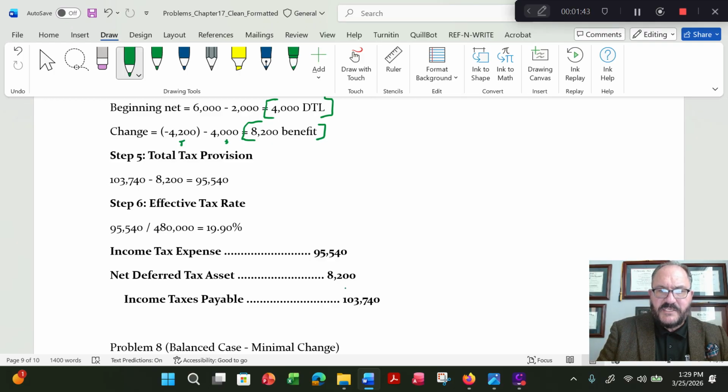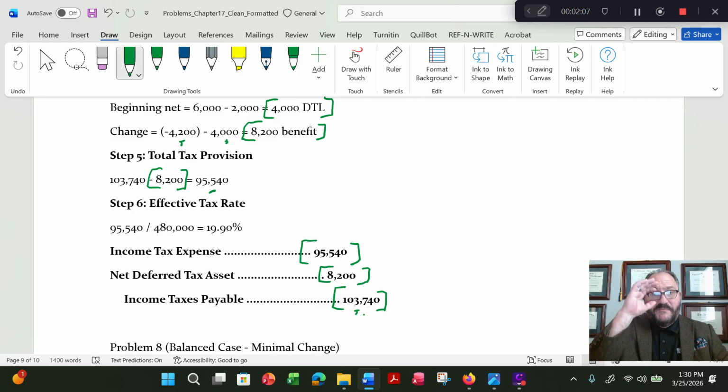So our income tax payable is going to be 103,740. Our income tax expense, 9,540. And you can see that right here because we're subtracting that. Okay, so there's our income tax expense. We have a net deferred tax asset right here of 8,200 that we're paying up ahead of time. So we're going to have to send them 103,740.